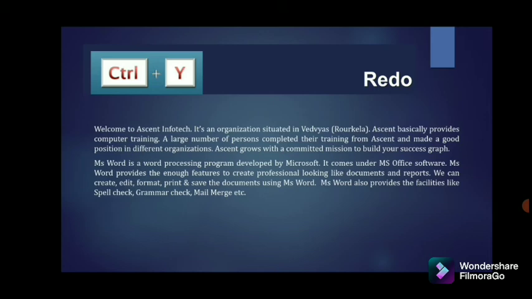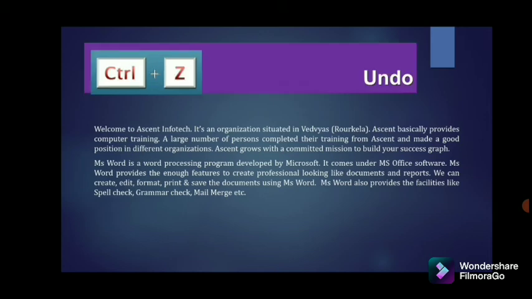Control Y is for the redo command. Redo command must be known to all of you. And Control Z is for the undo command. If you want to remove any kind of changes in your document, you can use Control Z. That is also called undo. Many users are familiar with this.